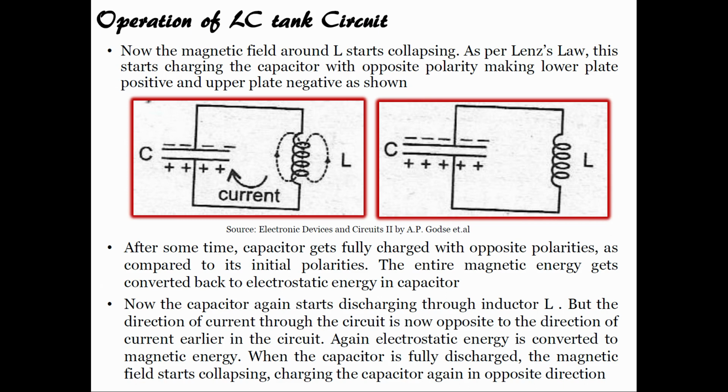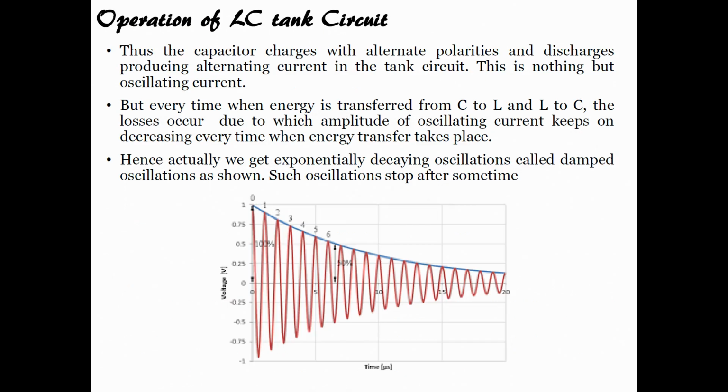Every time this transfer of energy occurs, there is a loss, and this loss causes the amplitude of the oscillating current to decrease. See, this loss occurs because of the inductor charging and capacitor discharging, and capacitor charging and inductor discharging, and again this goes on continuing.